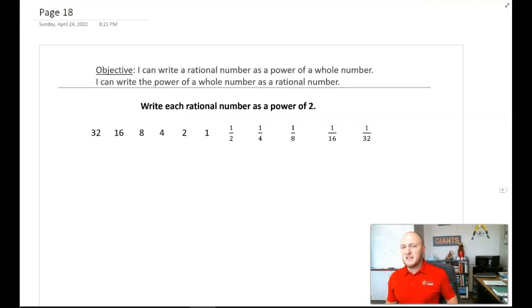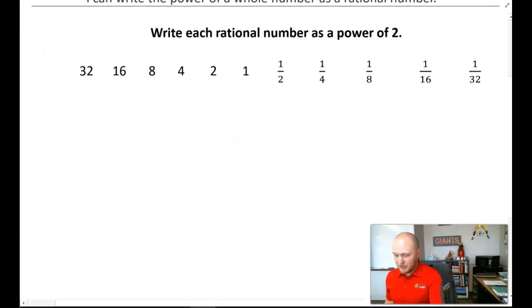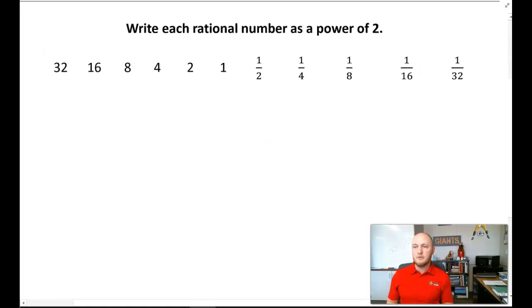Okay, here's the second part of this lesson. We want to take whole numbers and then rewrite them as powers. So for this example here, it says write each rational number as a power of 2. So I'll just start all the way to the left. We have 32.